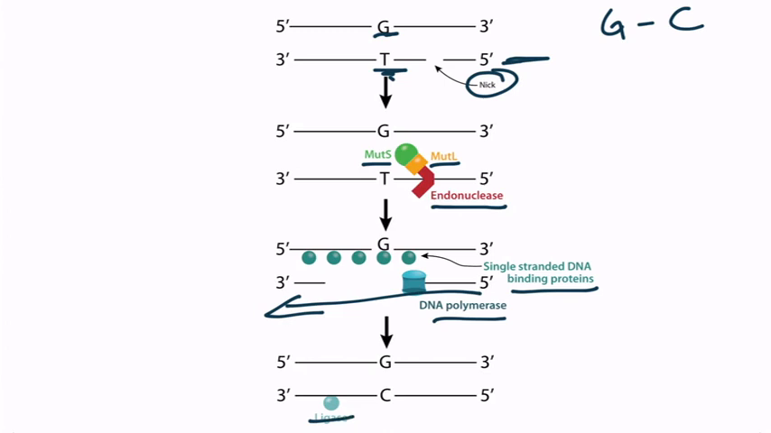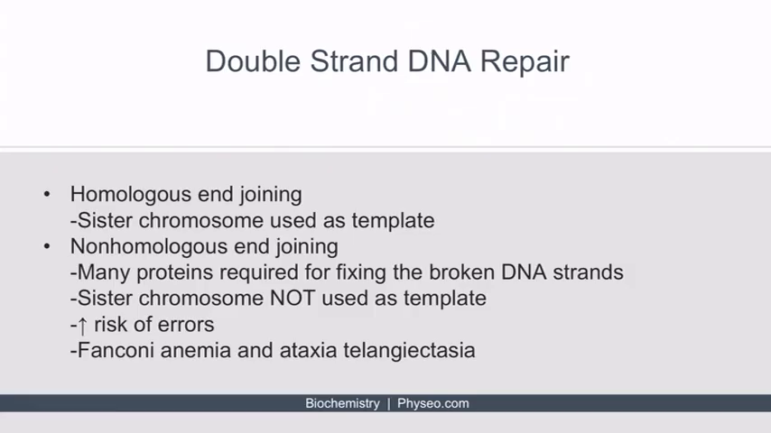Remember, mismatch repair is defective in Lynch syndrome, which is also known as hereditary non-polyposis colorectal cancer. The three mechanisms of DNA repair we just discussed were all types of single-strand DNA repair. Now we'll discuss double-strand DNA repair. There are two subtypes of double-strand DNA repair, and these include homologous end joining and non-homologous end joining.